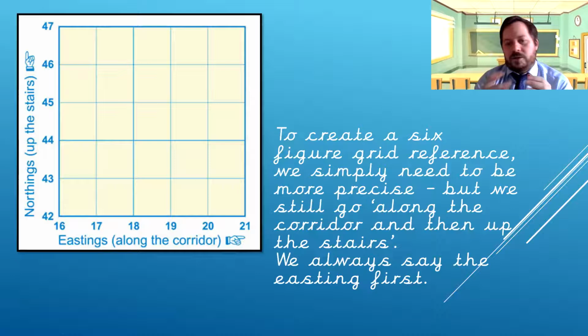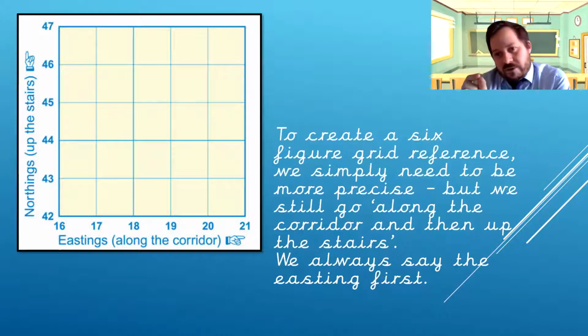Next one. So to create a six-figure grid reference, we simply need to be more precise. But we still go along the corridor and up the stairs, and we always find the easting first. So what a six-figure grid reference is for is to be more precise within a four-figure grid reference. So you think about the four-figure grid reference. Remember back to that map we looked at before. We had a few items in that same box.